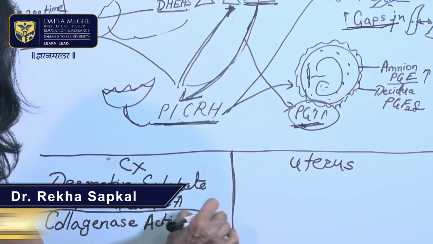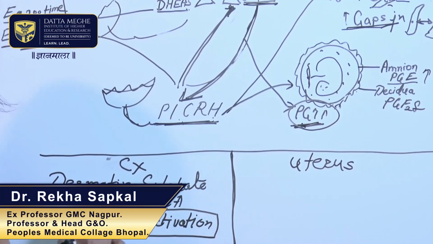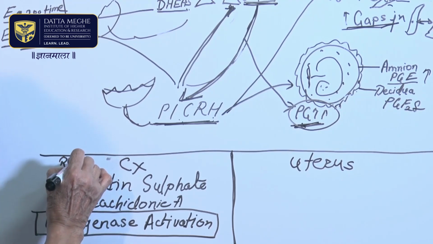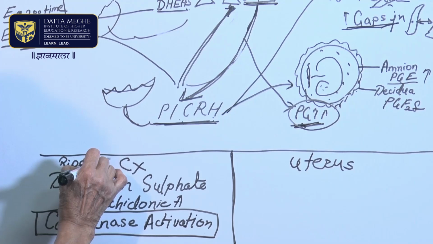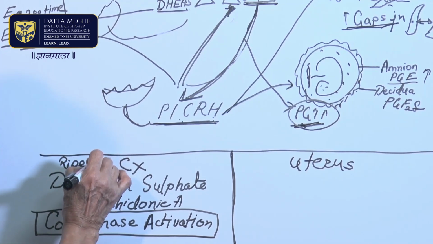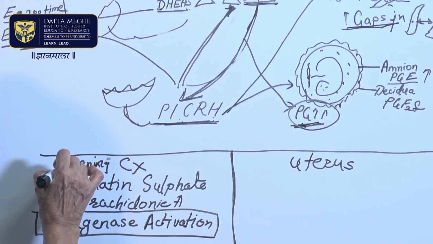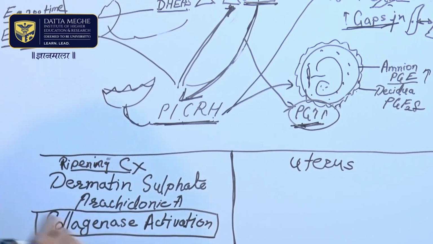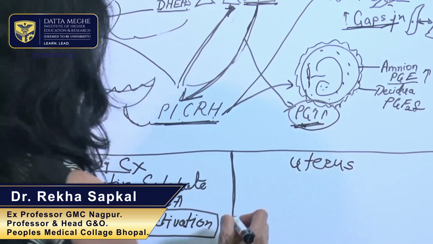Which digest the collagen fibers in the cervix stroma and cause ripening of the cervix. So, this results into ripening of the cervix. Then with the onset of labor pains and uterotonic effect, there is dilatation of cervix. So, initially there is ripening of the cervix. What is the effect over the uterus?